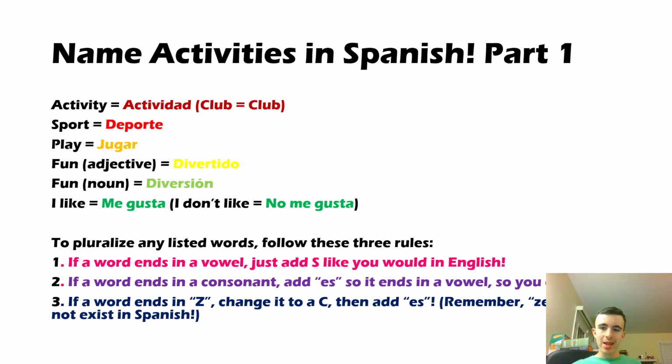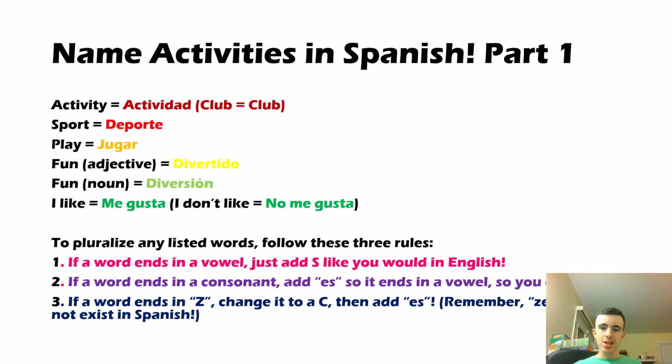We're going to name activities in Spanish. So the word activity itself is actividad. It's almost the same word. But the word for club, as in a chess club, is exactly the same word as in English. Sport is deporte. I'm not sure if I can think of a mnemonic device for that, but the letters are the same. You can probably figure that out. Play is jugar. So think of a game with milk jugs. Jugar. Just remember, it's not "jugar" like the English word, it's "jugar" with the Spanish pronunciation.